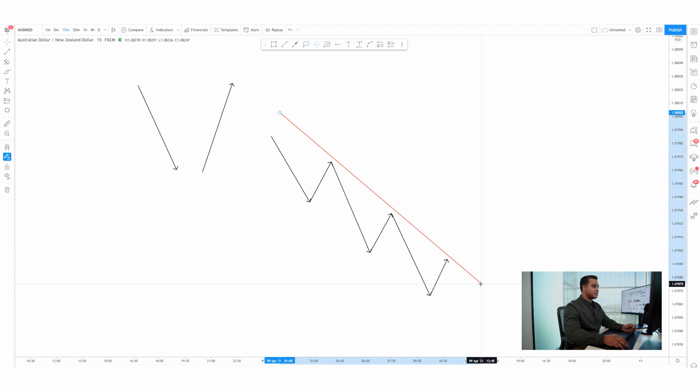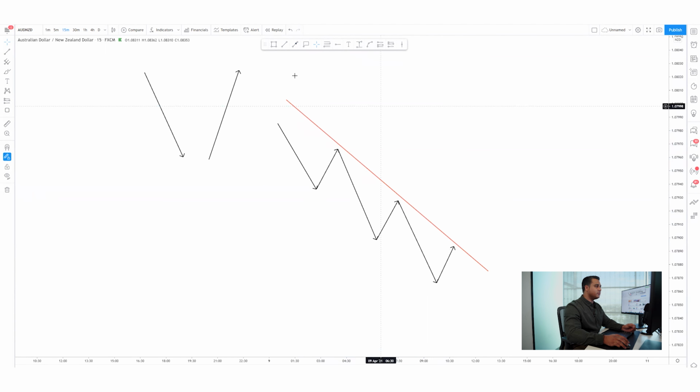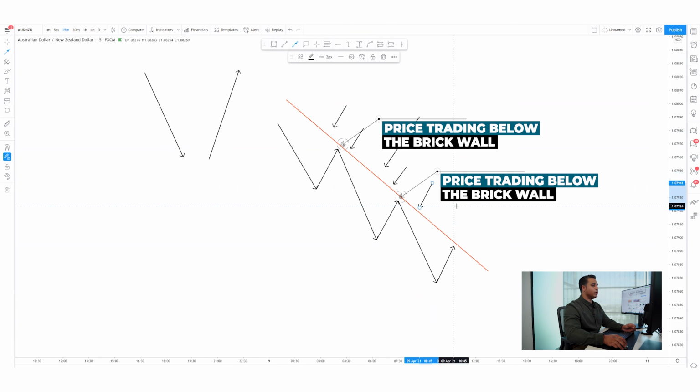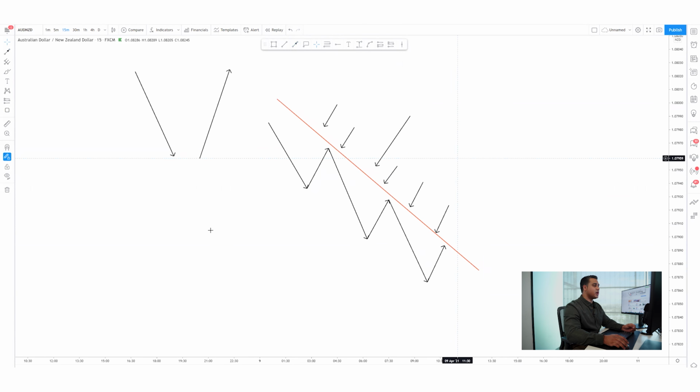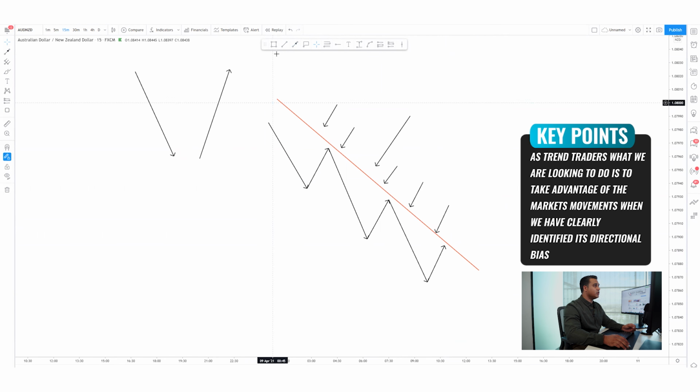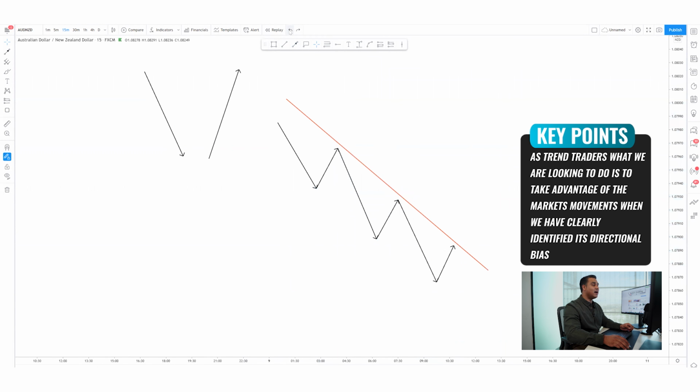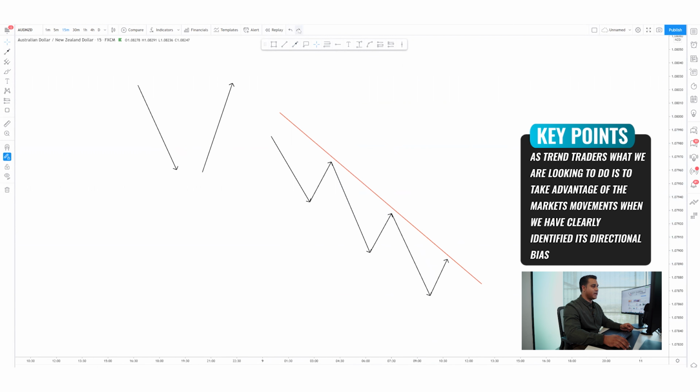Now, if you go to your charts, pause this video for 30 seconds to a minute, go look at your charts, drop in a brick wall or a level in the market and see how many pairs, charts or timeframes you see where price is trading below the brick wall. The reason this is very important is because as trend traders, we're looking to take advantage of the market's movements when we have clearly identified its directional bias.